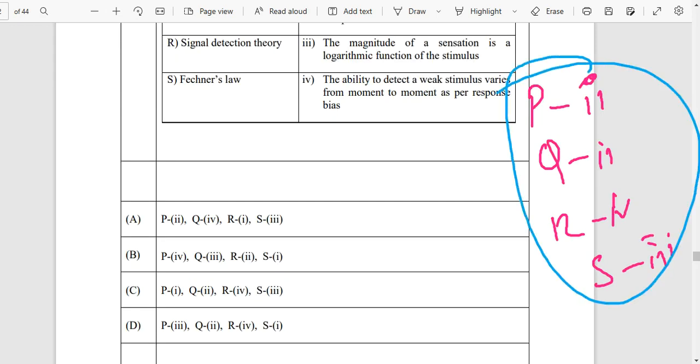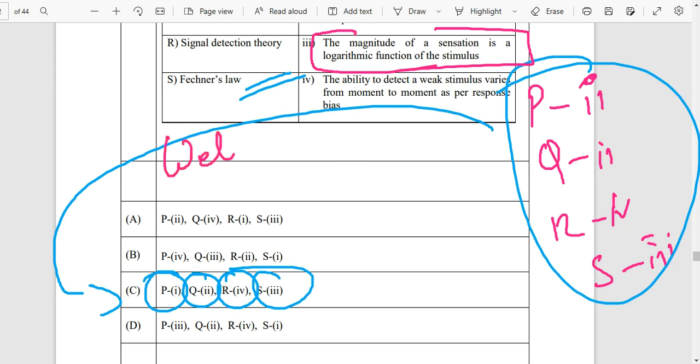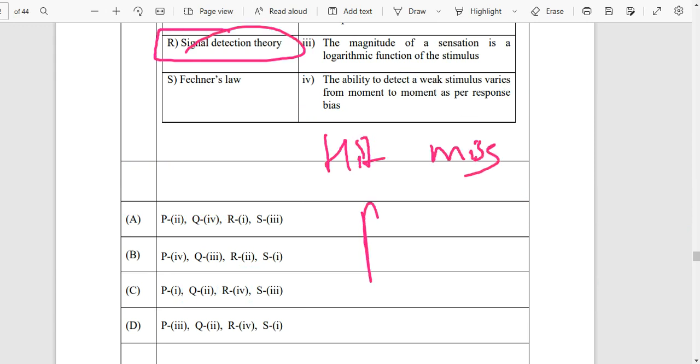So accordingly, this should be the right answer. Option number C, P1, Q2, R4, and S3. We know with Fechner's law, the magnitude of a sensation is a logarithmic function of the stimulus. It's based on Weber's law. Then came your Fechner's law. And the signal detection theory, your hit, miss, and a false alarm, that thing as per response bias. So option number C should be the right answer over here. Let's move on to the next question.